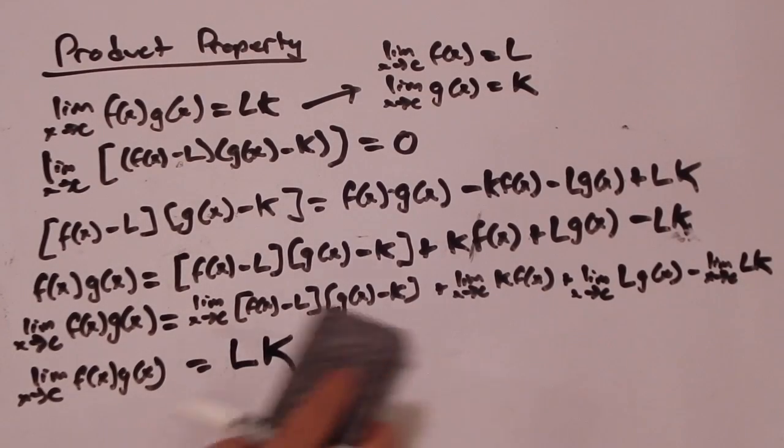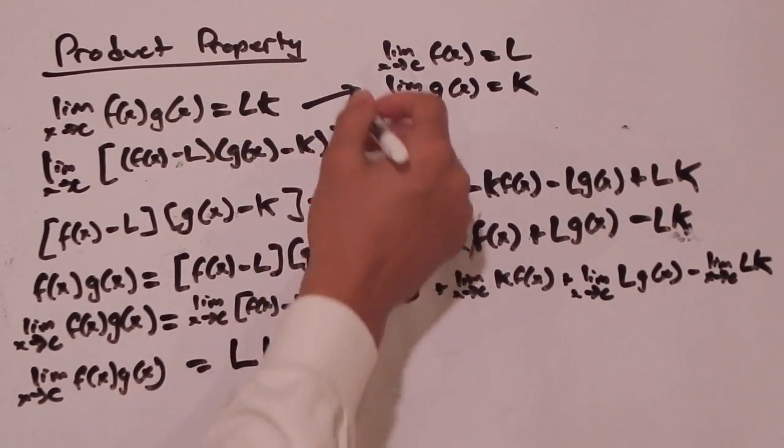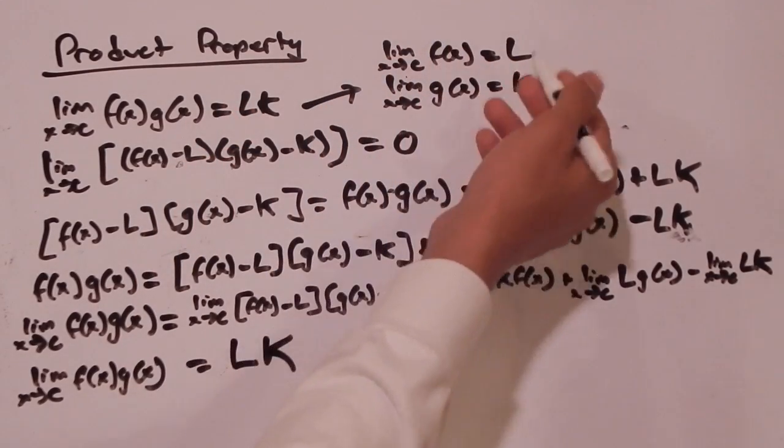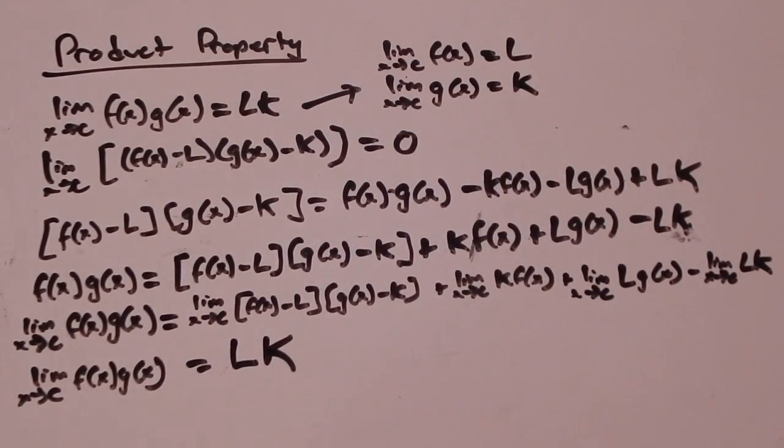So that's how you prove that the limit as x goes to c of f(x) times g(x) equals LK, given that the limit as x goes to c of f(x) is equal to L, and the limit as x goes to c of g(x) is equal to K.